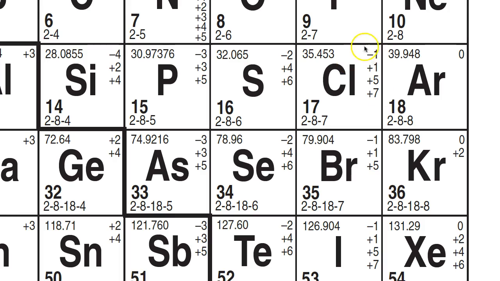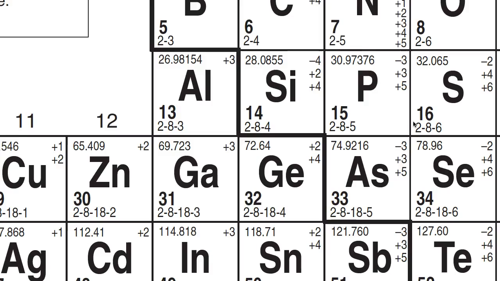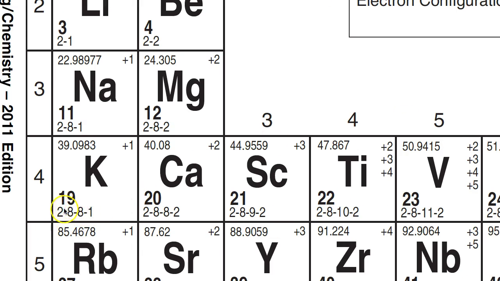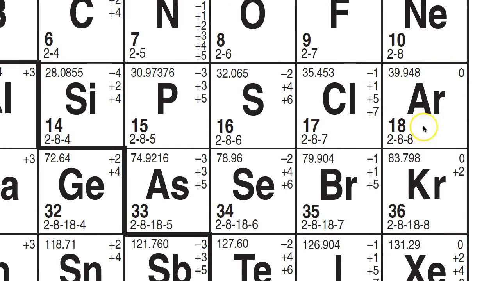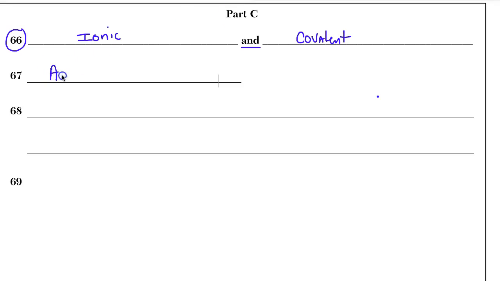Notice chlorine gains 1 to become 2-8-8 when it gets stable. Notice sulfur becomes -2 by gaining 2 to have 2-8-8. In this course, we're dealing with the octet rule. So for potassium to have an octet, it'd be easier for it to lose 1 than to gain 7 more. And because metals lose electrons, that's what it does. It becomes 2-8-8. So the answer is it becomes the configuration of argon.